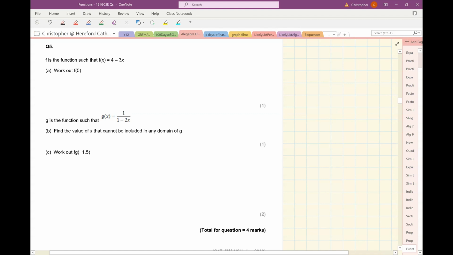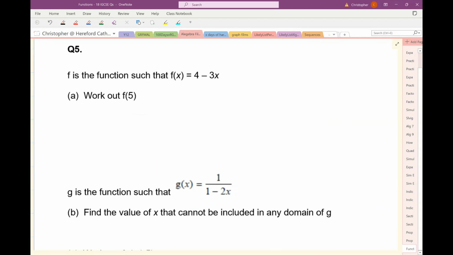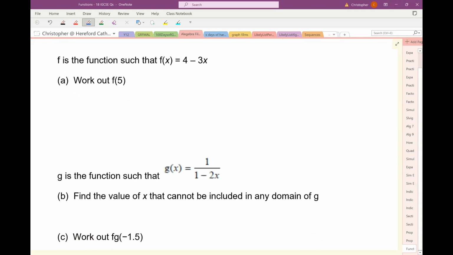Question 5, there you are. I'm given the function f, and I'm asked to work out f of 5. I'm asked to take 5 and f it. So f of 5 will be 4 minus 3 times 5, 4 minus 15, minus 11.